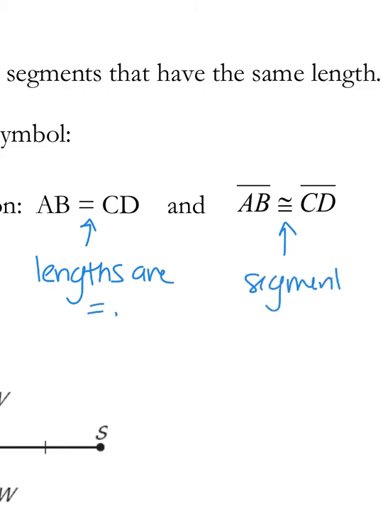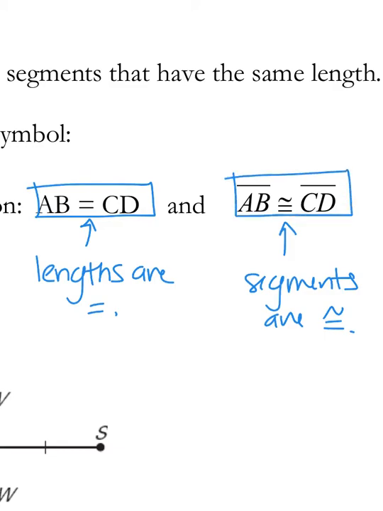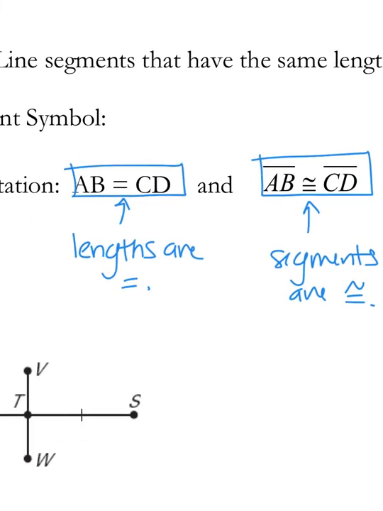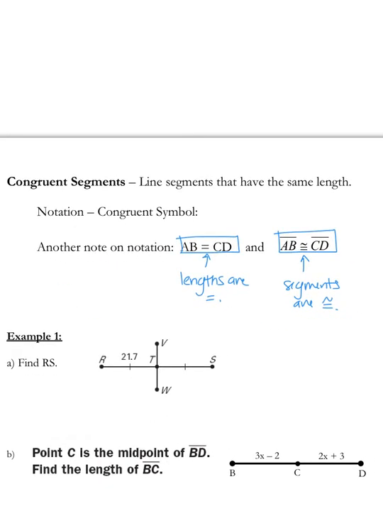Segments are congruent. So those are the two different notations. I always say if one has a hat, they all have to have hats. So if you see this over here, none of them have hats, but over here, all of them have a hat. AB has a hat, the congruent sign, equal sign has a hat to make it a congruent sign, and then the CD has a hat. So you got to make sure you just pay attention to the notation.